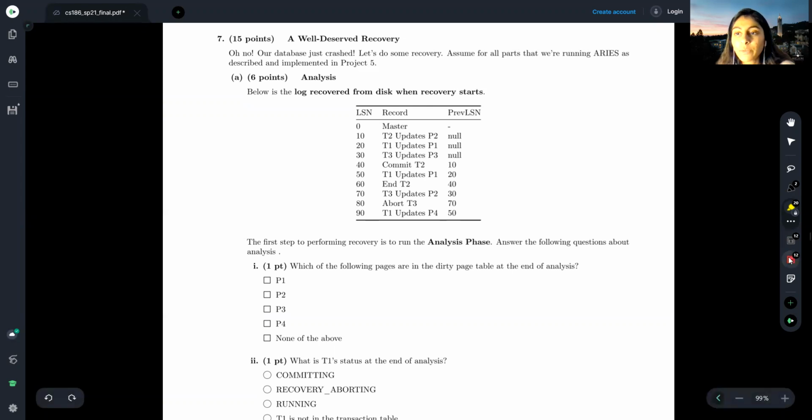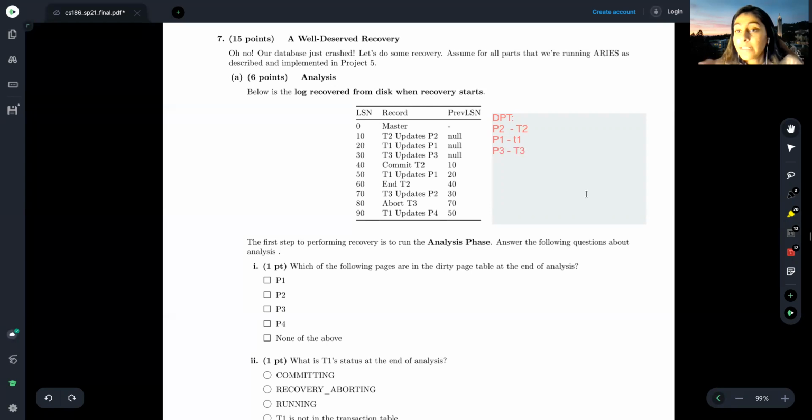So in order to analyze this, we'll just start at the top of our log and build our DPT. We start off with the master record, LSN 0. At LSN 10, T2 is updating page 2. So page 2 is going to be in our DPT. And just for our sake right now, we'll keep track of the fact that T2 was the one that changed that page. Next, T1 updates P1. So P1 is going to be in our table. T3 then updates P3. So page 3 is going to be in our table.